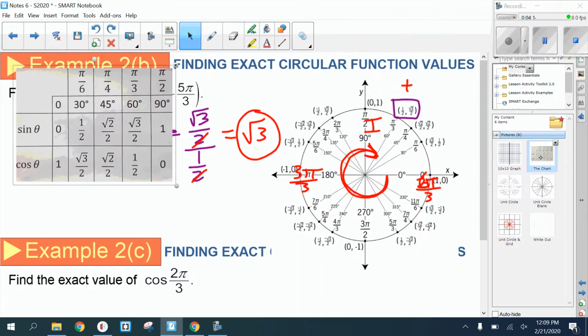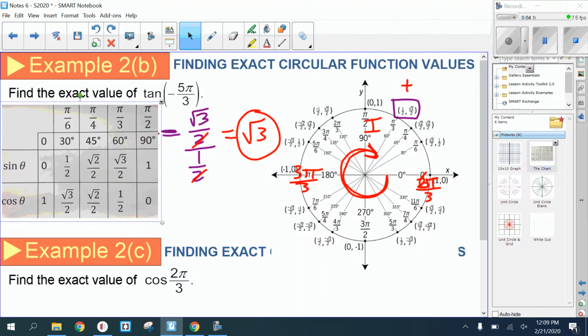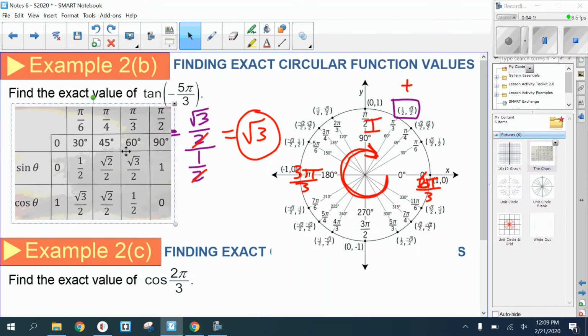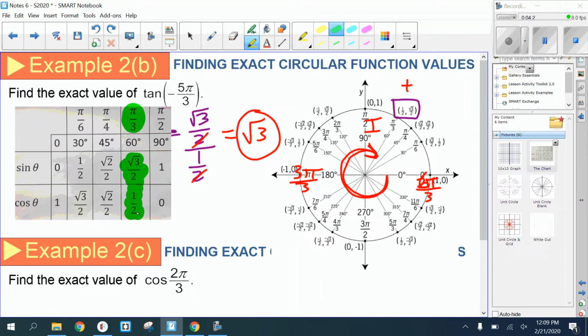I prefer using the chart. Some do, some don't. If I was going to do that problem using the chart, I know it's a pi over 3 because I can see it in the problem. I know it's a tangent, so I'm going to divide these two, and I can get the square root of 3 pretty quickly. You just have to place it, okay? And so you place it in the same way. -5 pi over 3 is going to put us in the first quadrant, so I know my result is positive.